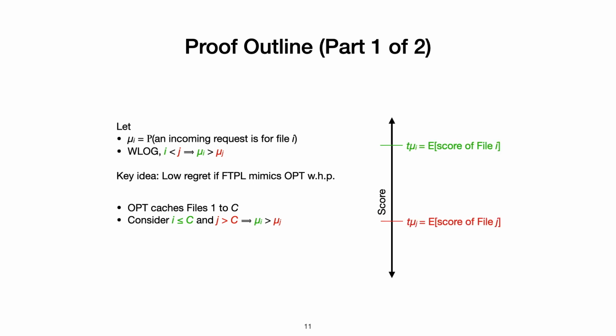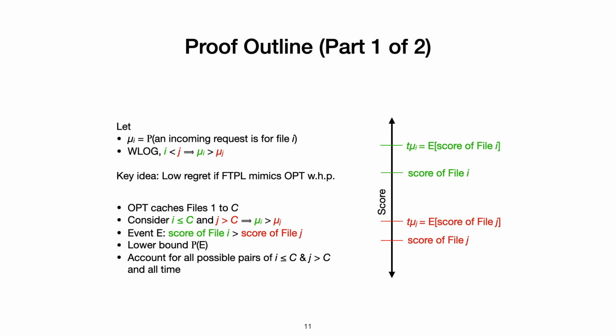The expected cumulative number of arrivals for file i in the first t time slots is equal to t mu_i, which is larger than t mu_j. The expected values of the scores for files i and j are t mu_i and t mu_j respectively. We define event E as the event that under FTPL, the score for file i is greater than the score for file j. We obtain a lower bound on the probability of the event E and account for all the possible pairs of i and j.